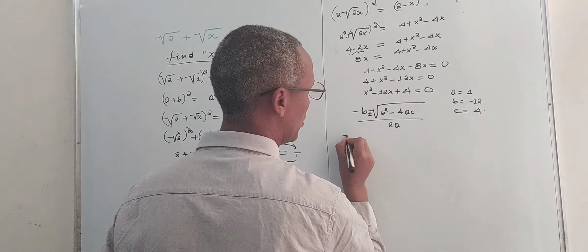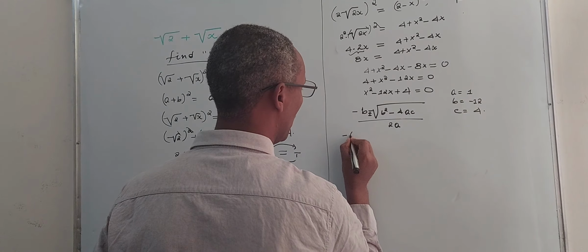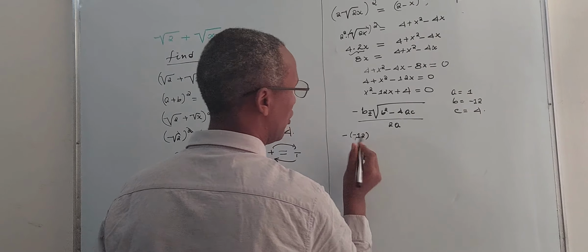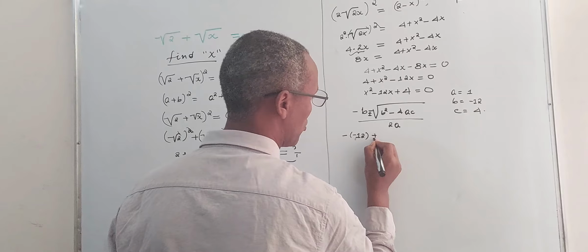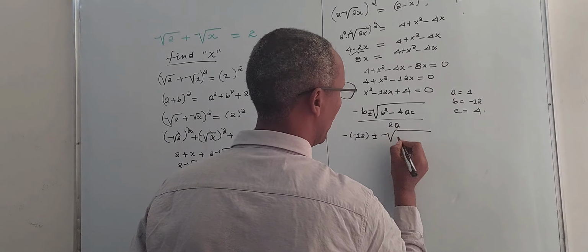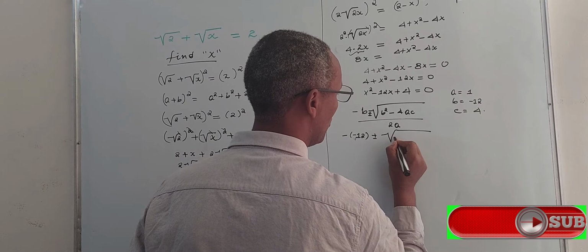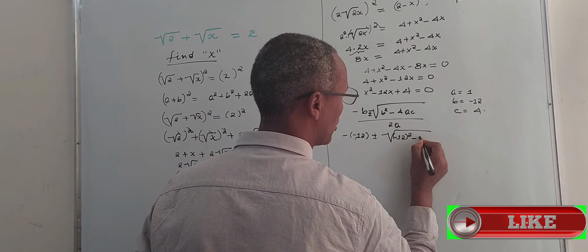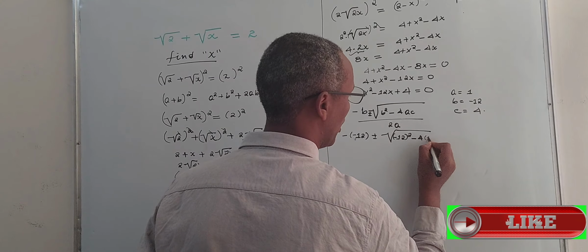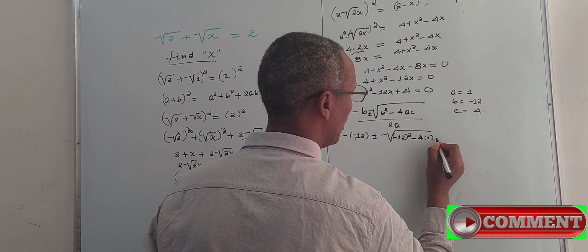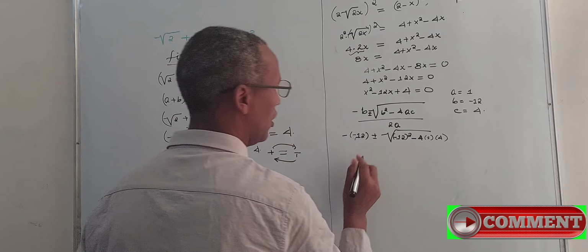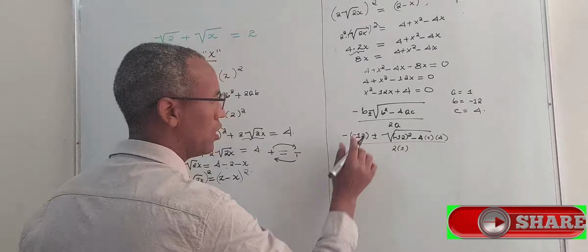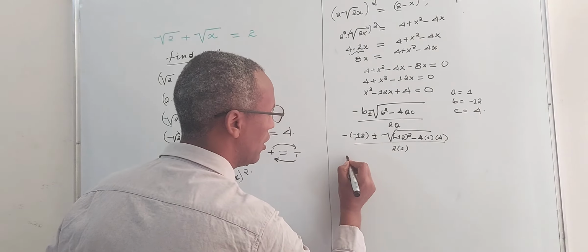Now, as I said, b is equal to minus 12, so you can plug it in for b, then plus or minus square root of b square, which is minus 12, the whole square, minus 4, a is 1, and then c is 4, over 2a, which is 1, okay?